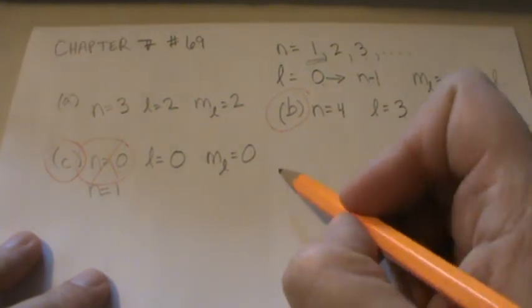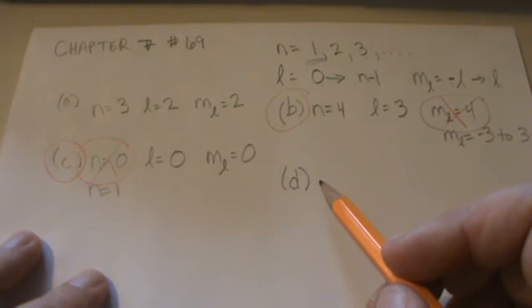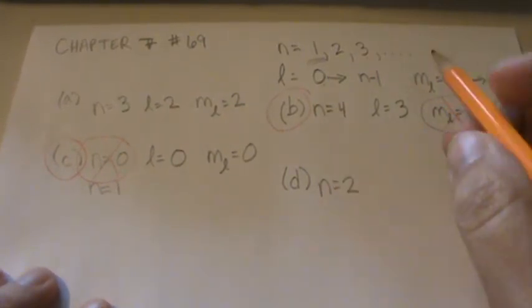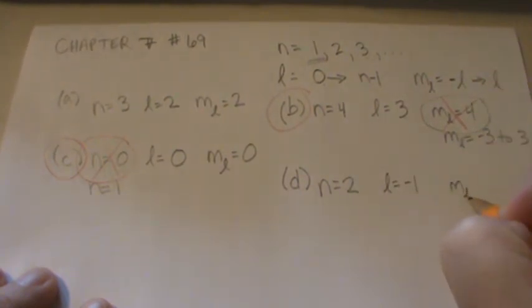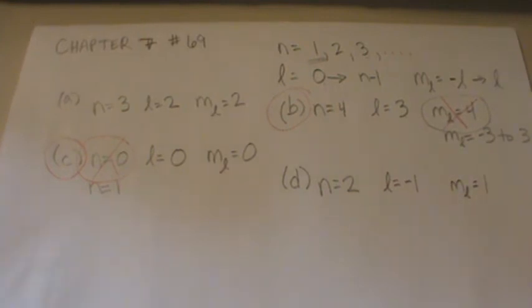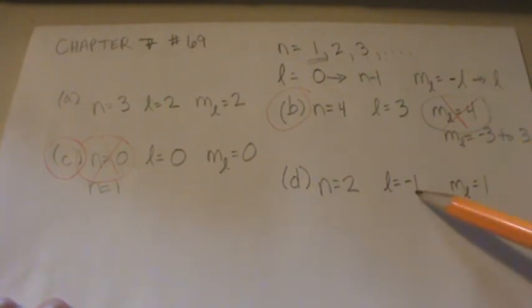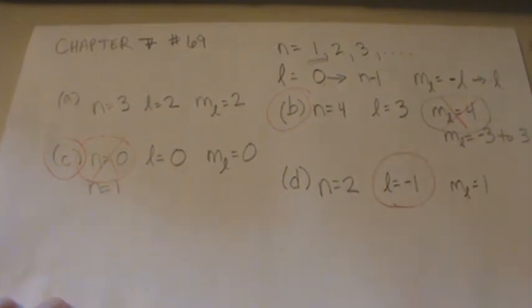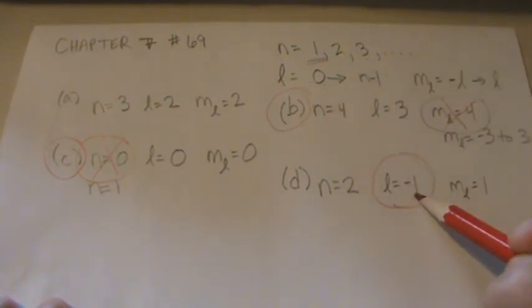Okay, so the last letter in problem number 69 is D, and it tells us that n is equal to 2, that L is equal to minus 1, and that m sub L is equal to 1. So let's see if this one works. n is equal to 2. Yeah, that's okay because these are integers. L is equal to negative 1. Oh, okay. That is no good in this case because the lowest L value that we can have is 0, from 0 to n minus 1. So this L at negative 1 is not okay.